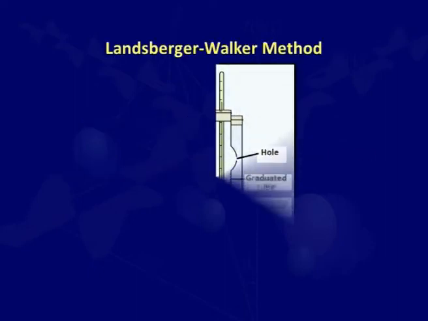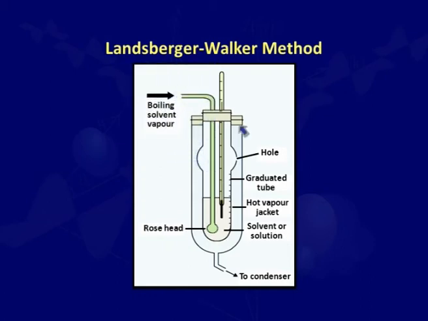The apparatus for Landsberger's method consists of the inner tube with a hole in its side and graduated in ml, a boiling flask which sends solvent vapor into the graduated tube through a rose head. This is perforated. An outer tube receives hot solvent vapor from the side hole of the inner tube. A thermometer reading to 0.01 Kelvin dips in solvent or solution in the inner tube.